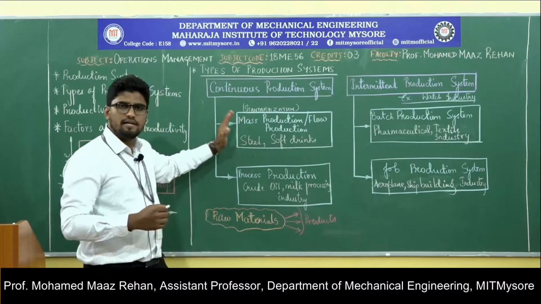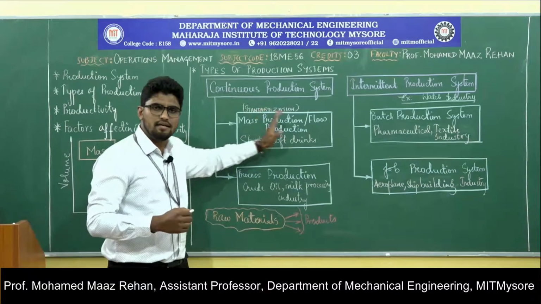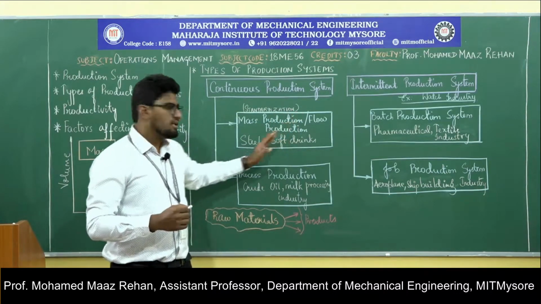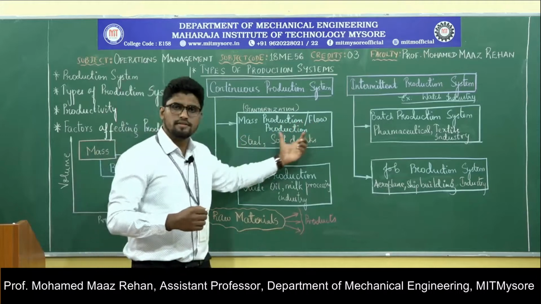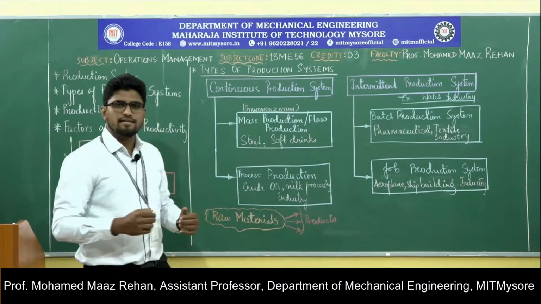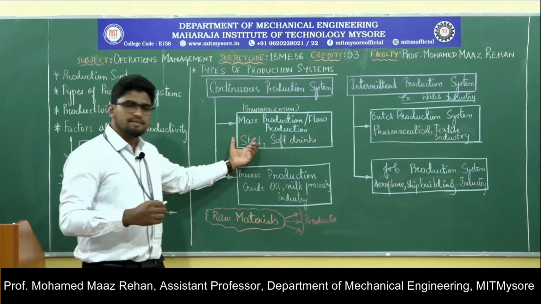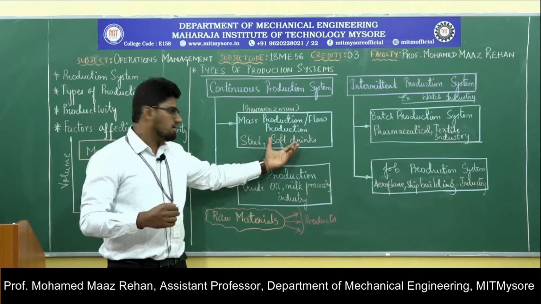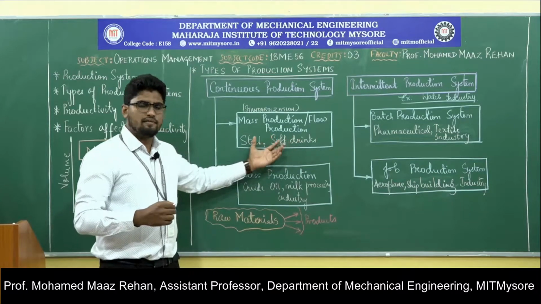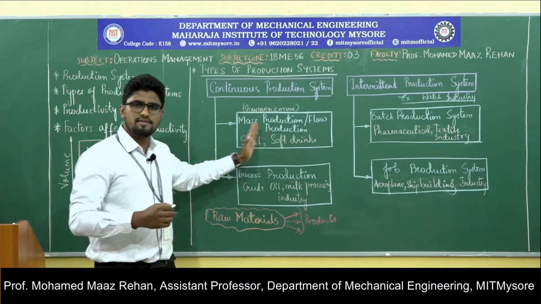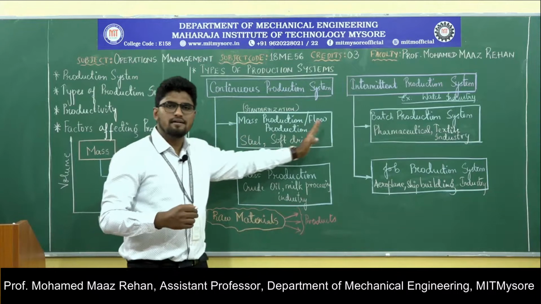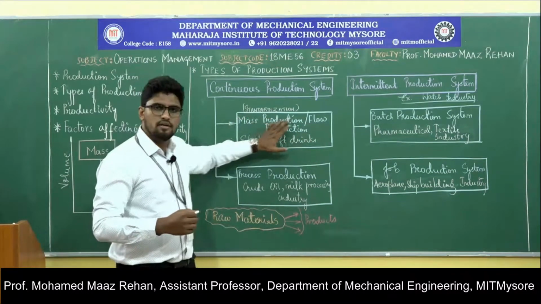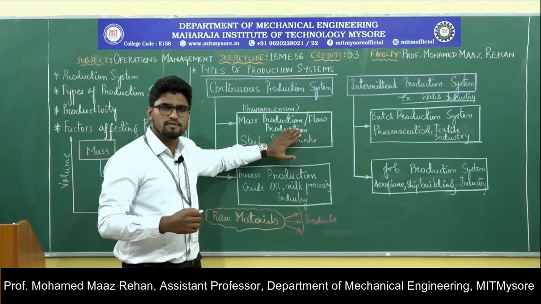The process is interrelated, interconnected, and it flows in a sequence of operations. So it is also called a flow production system. For example, I took steel manufacturing industry or a soft drink industry, where the sequence of operations are interrelated and interlinked in case of mass production, or what we call a flow production system.